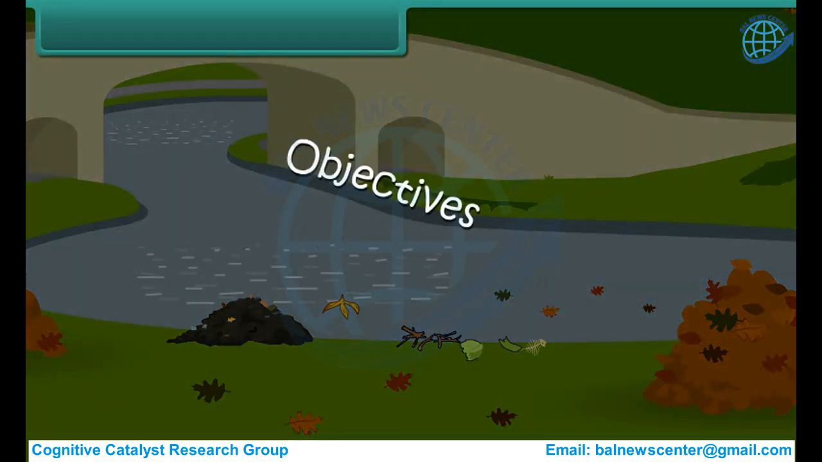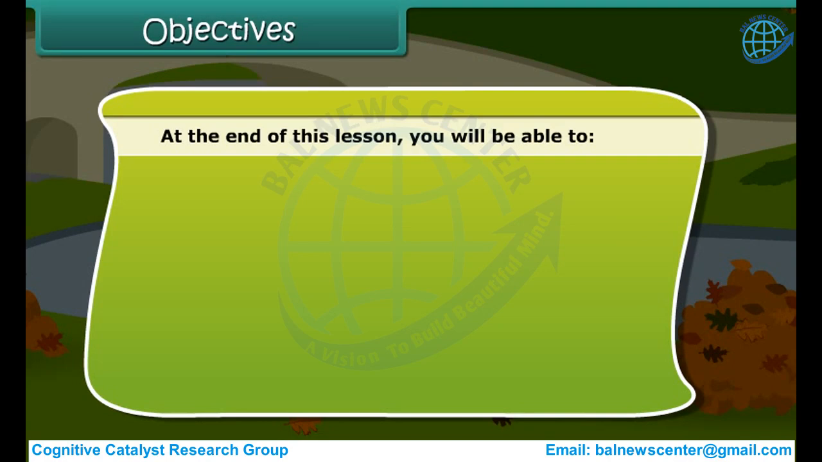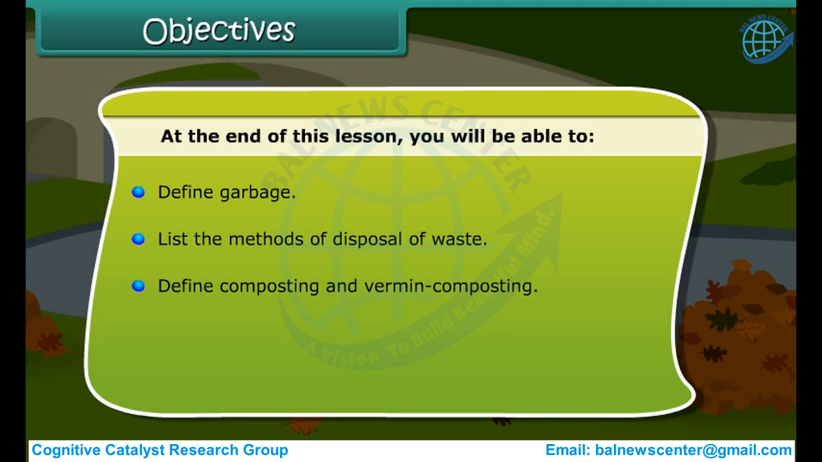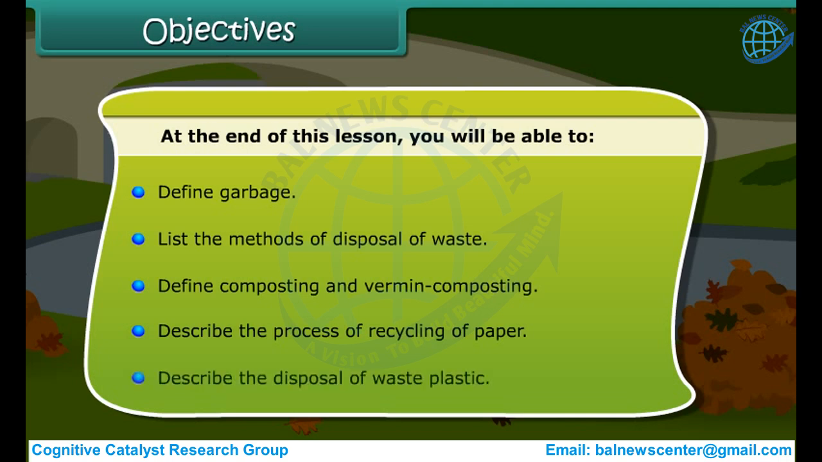Objectives. At the end of this lesson, you will be able to define garbage, list the methods of disposal of waste, define composting and vermicomposting, describe the process of recycling of paper, and describe the disposal of waste plastic.